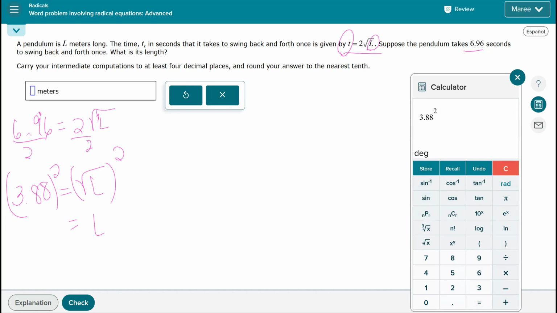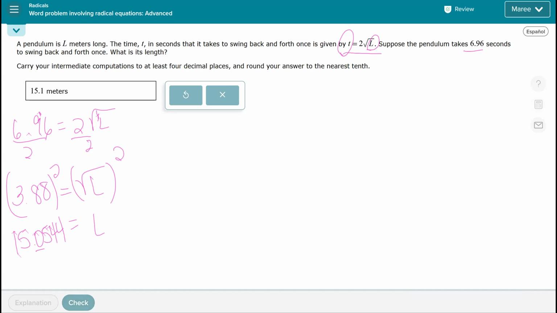How do we get our answer? Oh, equals. Can't push it. Okay, so then we're going to put over here 15.0544. Do we need to round? Carry your intermediate computations to at least 4 decimal places and round your answer to the nearest tenth. So we round there, so it'll be 15.1. So we'll fill that in. Meters. Okay, let's see how we did.